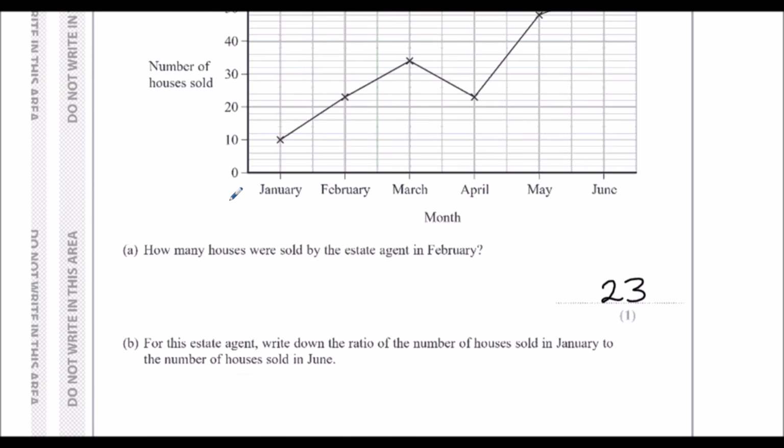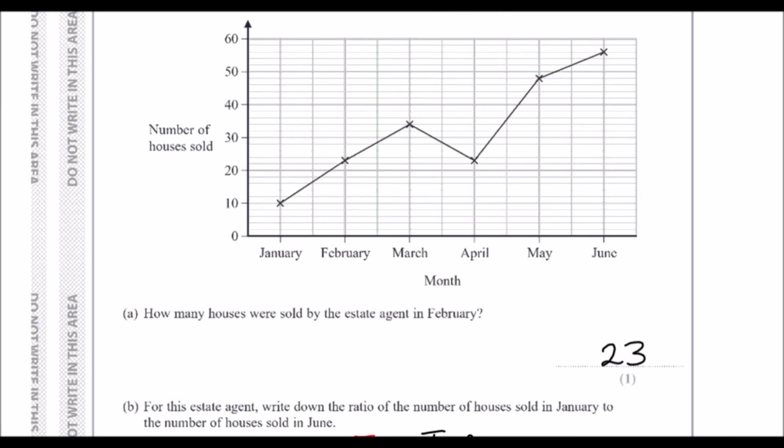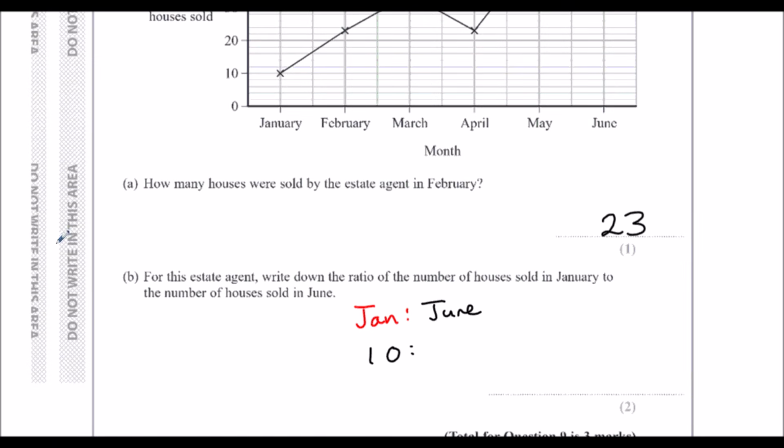Write down the ratio for part B of the number of houses sold in January to the number of houses sold in June. So January to June. So we have 10 in January. In June we have 56. So the ratio is 10 to 56. We weren't asked to give it in its simplest form. If we were, we'd half both of them and have 5 to 28.